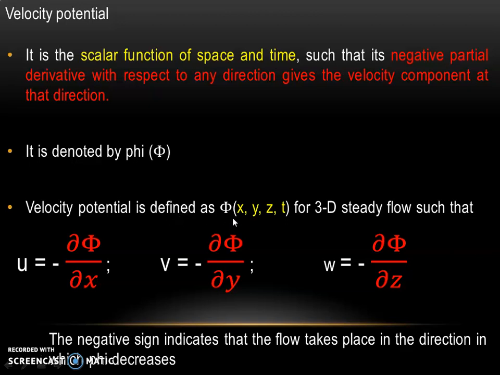Velocity potential is defined as phi of space, that is x, y, z and time t, for three-dimensional steady flow, such that the negative derivative of phi with respect to x direction will give us the velocity component along x direction, that is u, and the negative derivative of phi with respect to y will give us the velocity component along y direction itself, that is v. Similarly, the negative derivative of phi with respect to z direction will give us the velocity component w along z direction. The negative sign indicates that the flow takes place in the direction in which phi decreases.